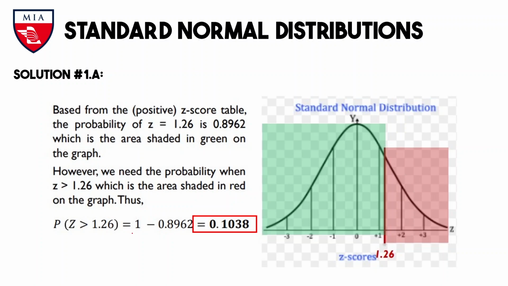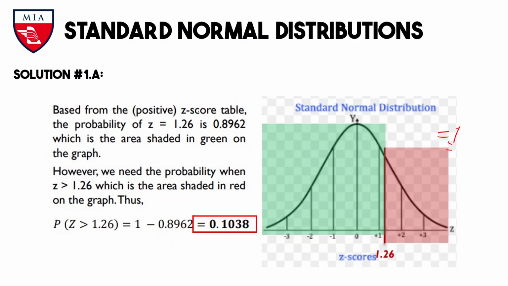Therefore, we need to what? Like I said last time, the total area of the curve is equal to 1, based on our part 1. So in order for us to solve for the red area, we need to subtract the value of 1.26 in the Z table. So, here's the traditional way on how we will solve this problem.